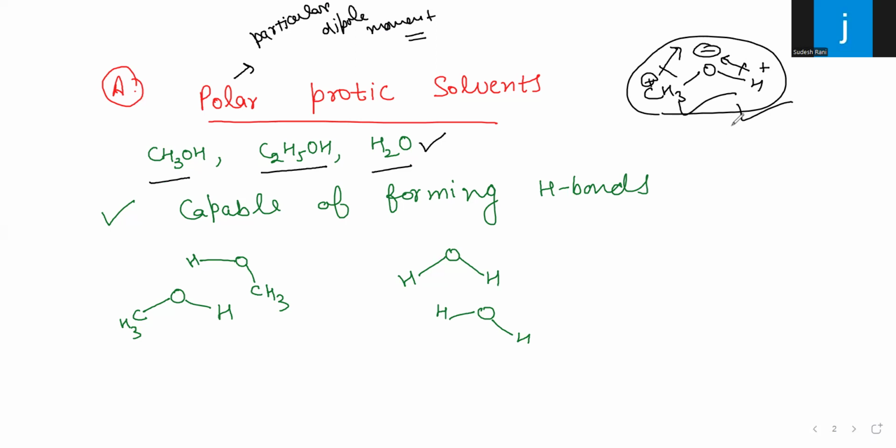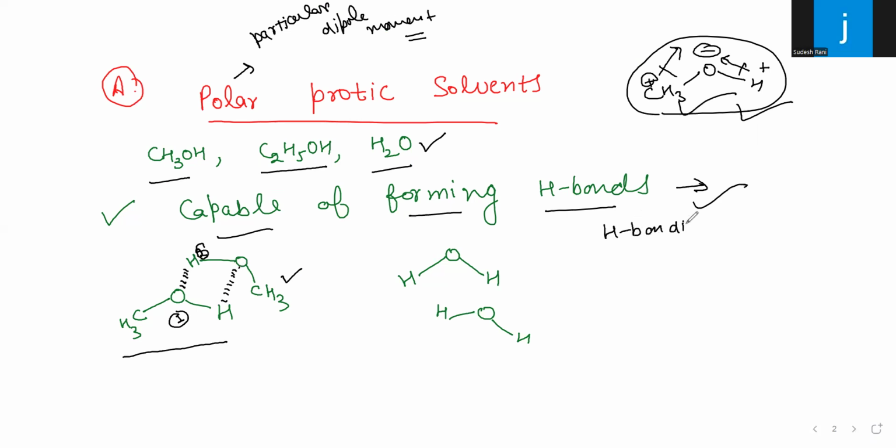How can we say it is protic in nature? The molecules which are capable of forming hydrogen bonds are known as protic solvents. These all are examples of polar protic solvents. See, this is one molecule of methanol and this is another molecule of methanol. The oxygen of this molecule will interact with the hydrogen of another molecule through hydrogen bonding. So first of all, what is hydrogen bonding?